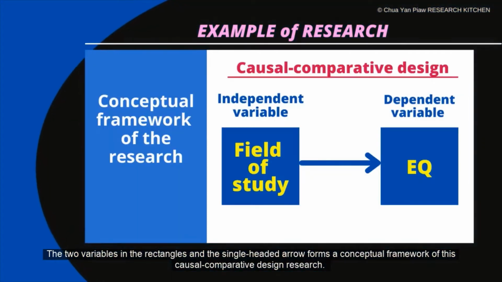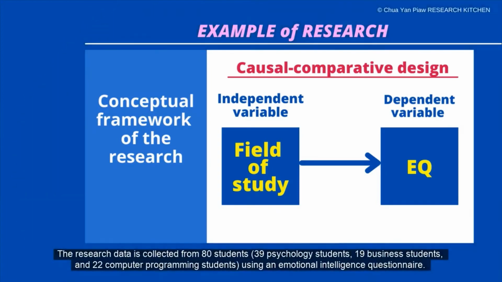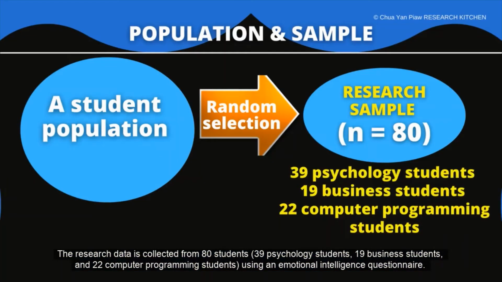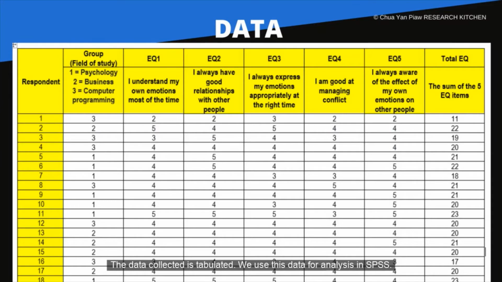The two variables in the rectangles and the single-headed arrow form a conceptual framework of this causal-comparative design research. The research data is collected from 80 students, 39 psychology students, 19 business students, and 22 computer programming students, using an emotional intelligence questionnaire. The data collected is tabulated. We will use this data for analysis in SPSS.